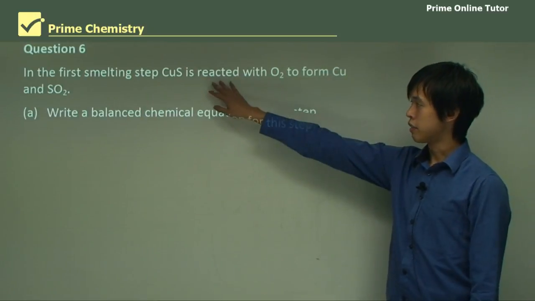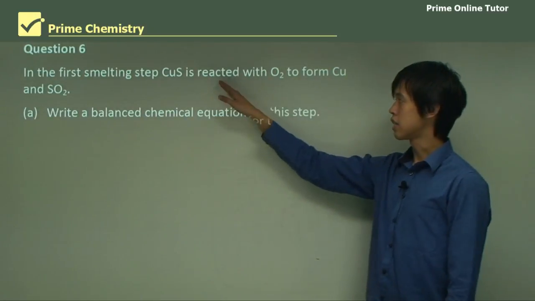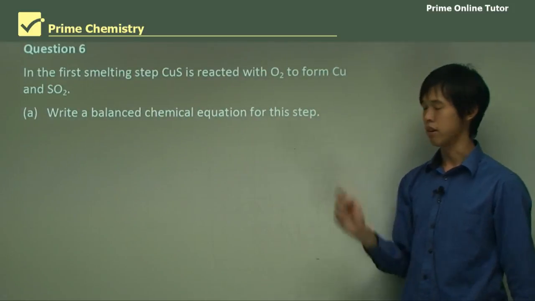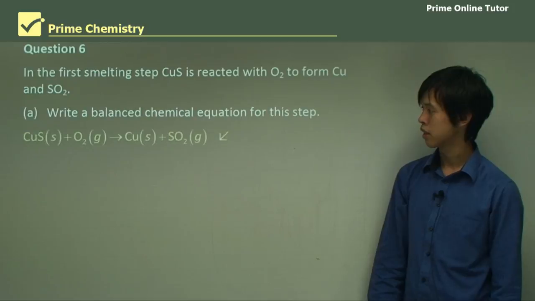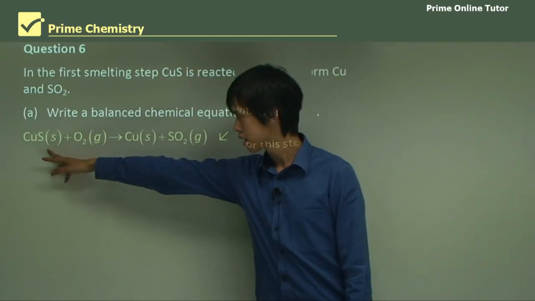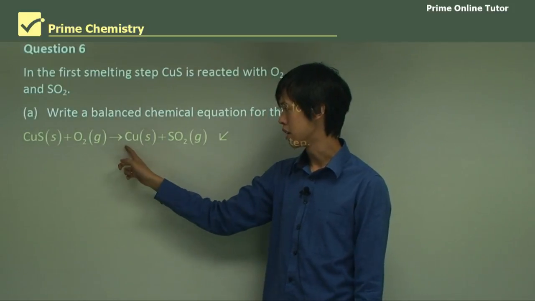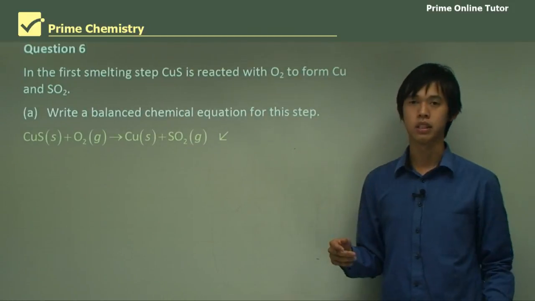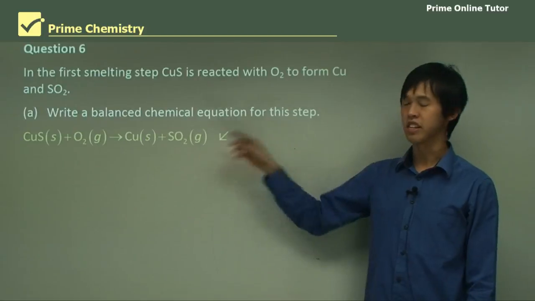Okay. So in the first copper smelting step, CuS is reacted with O2 to form Cu and SO2. Write a balanced equation for this step. Okay? So we start with CuS and O2, we form Cu and SO2, and if you look at it, it's balanced already. So very, very easy one to write.